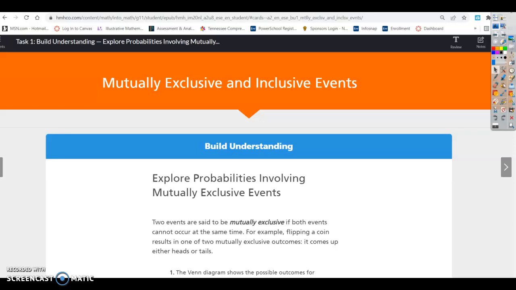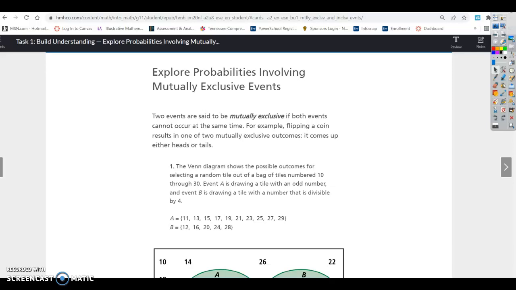Lesson 17.3, Task 1. Mutually exclusive and inclusive events. Exploring probabilities involving mutually exclusive events. Two events are said to be mutually exclusive if both events cannot occur at the same time. For example, flipping a coin results in one of two mutually exclusive outcomes. It comes up either heads or tails.